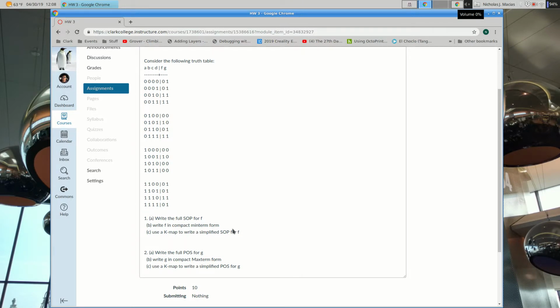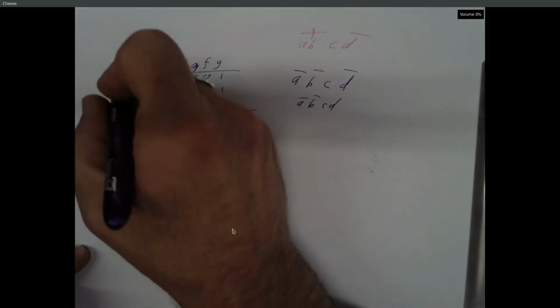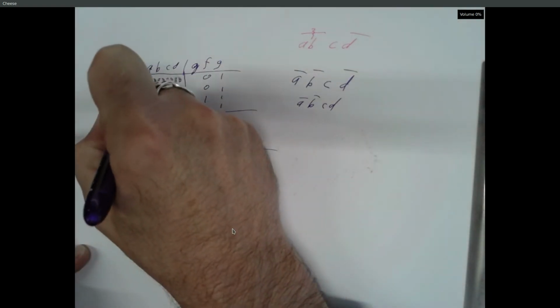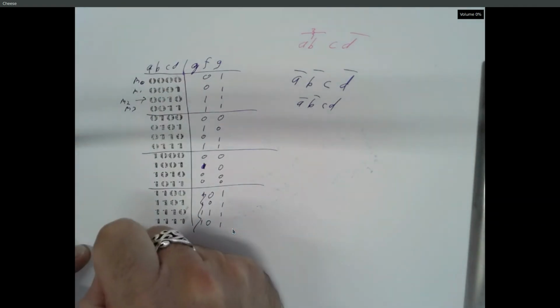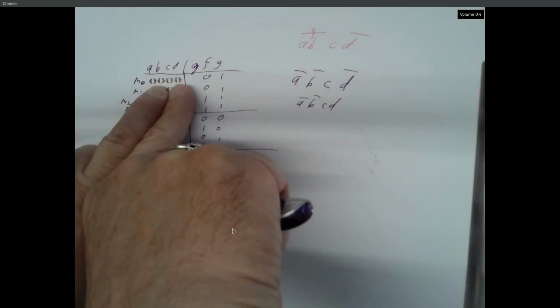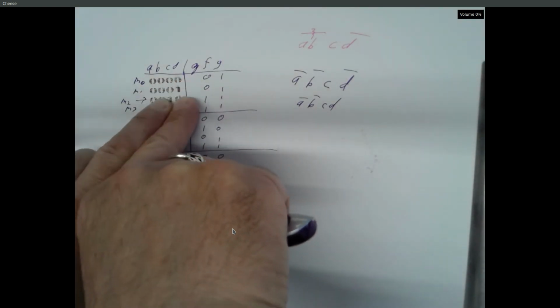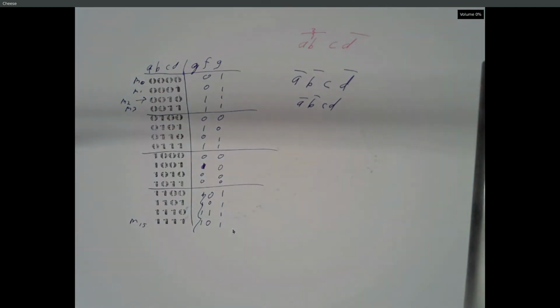Okay, write it in compact minterm form. So minterms start from 0. Okay, this is minterm 0, 1, 2, 3 all the way down to minterm 15. Almost everything we do in computer science, Boolean algebra, we always start from 0. And if you were to take this binary number and translate it into an integer, that would be 0, that would be 1, that would be 2, that would be 3. That's really where the minterm numbers come from.